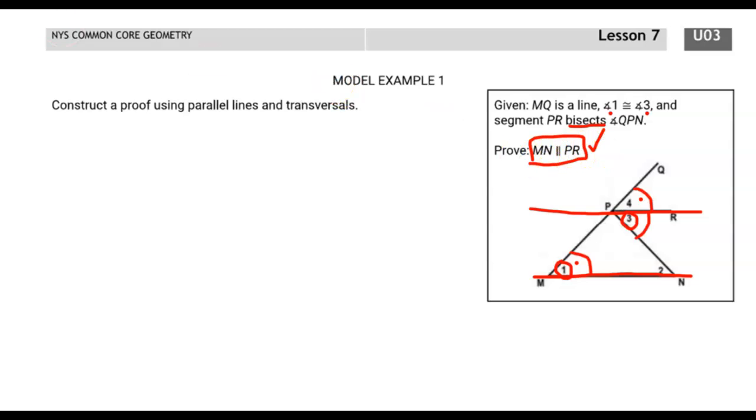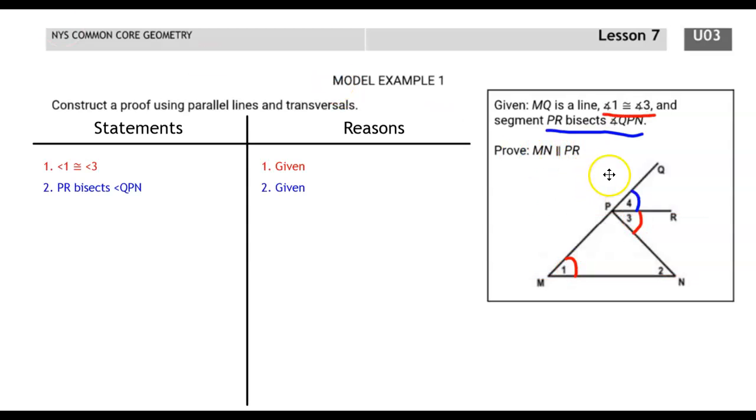Let's try to take a look at what the proof looks like. All right, let's take it nice and easy. It says that angle 1 is congruent to angle 3, so I wrote that in my statements and I said given. It also says that PR bisects QPN. I wrote that in my statements and I wrote given. The next thing that I wanted to try to identify is the fact that angle 3 and angle 4 are the same as each other. They're the same measurement. I haven't said that yet, so it's important for me to say that next.